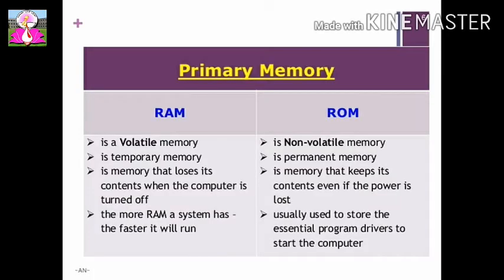Difference between RAM and ROM. RAM is a volatile memory and ROM is a non-volatile memory. RAM is a temporary memory and ROM is a permanent memory.